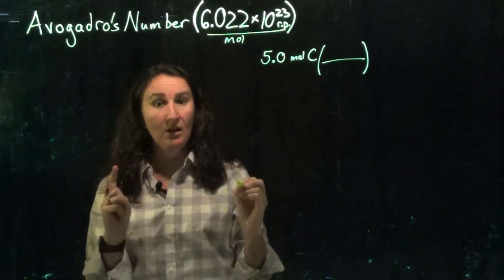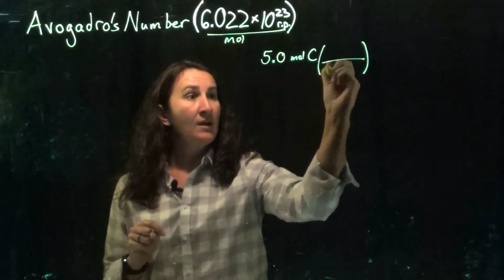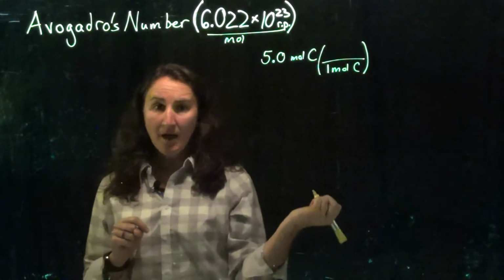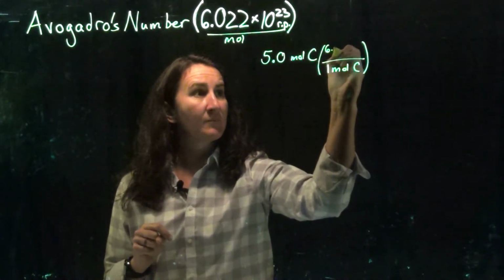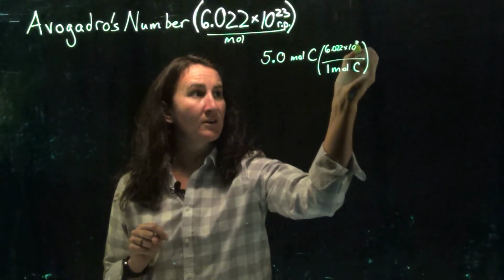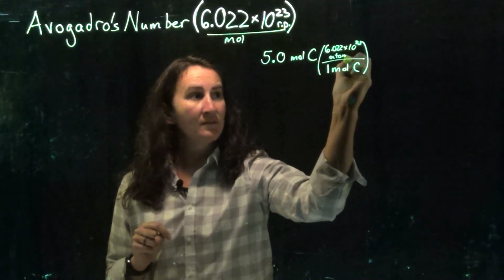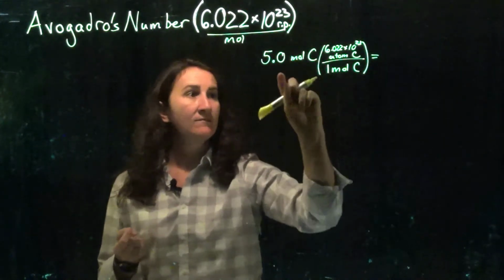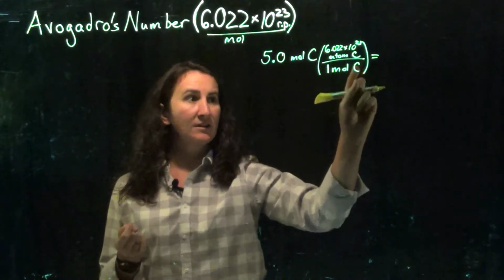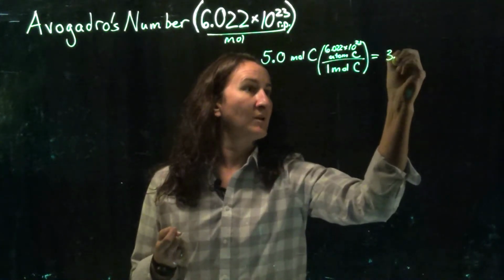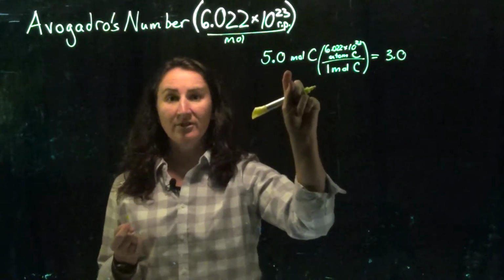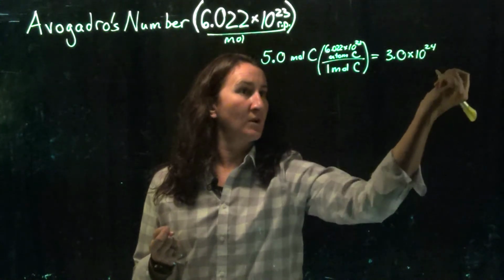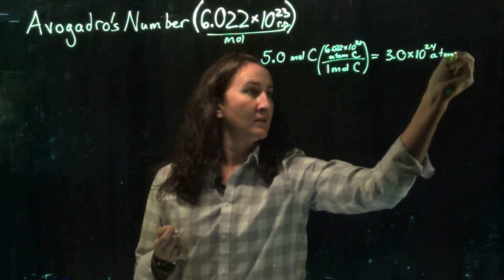And per 1 mole, always 1, all right? So what that means is if we have moles of carbon on top, we're going to want moles of carbon on bottom. And on the top, we have 6.022 times 10 to the 23rd. And that'll be atoms, that's our representative particle, of carbon. And now we just do our math. 5 times 6.022 times 10 to the 23rd divided by 1 gives us 3.0. Remember those sig figs? They're going to be based on whatever number you start out with. 3.0 times 10 to the 24th atoms carbon.